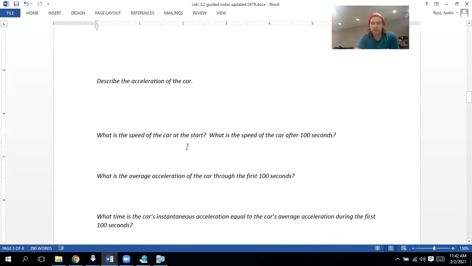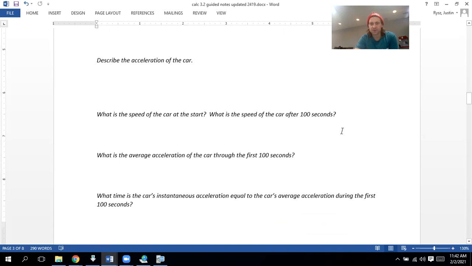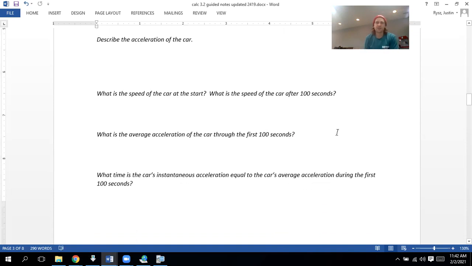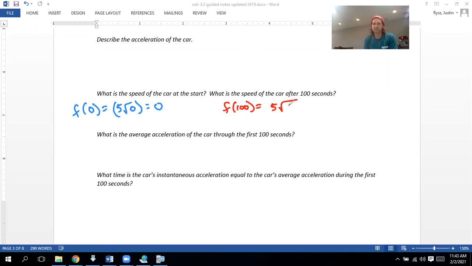All right, so what is the speed of the car at the start, and what's the speed of the car after 100 seconds? Well, that's kind of easy. All we need to do is take our numbers, 0 for the start, and plug it in. What's f of 0? That'd be 5 times the square root of 0, which is 0. So the car starts at 0 miles per hour. Then what about after 100 seconds? f of 100 would be 5 times the square root of 100, that's 5 times 10, which is 50. So the car starts at 0 and ends at 50.